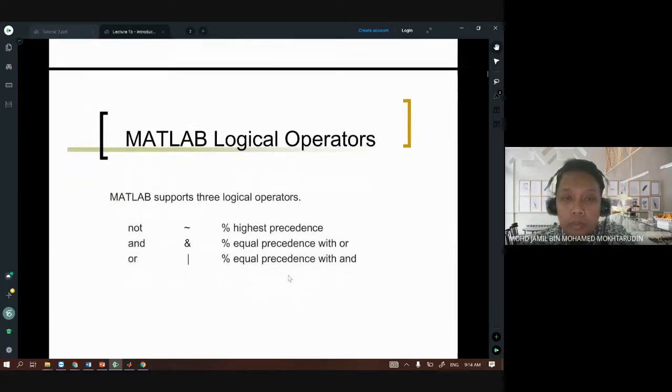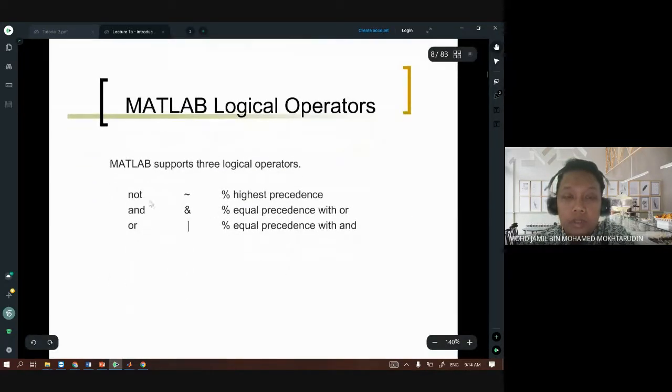So MATLAB also has logical operators: not, and, or. So not kita guna yang tadi, yang tak tahu nama ni. And then and kita guna simbol and, or kita guna simbol slash menegak, okay? Yang tegak, bukan yang senget, okay? Yang tegak.